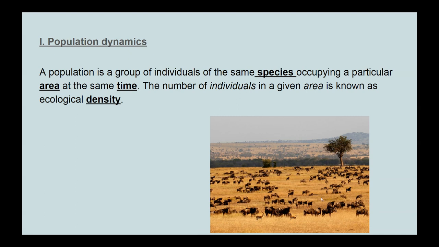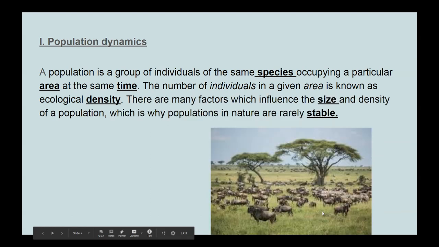So the number of individuals is known as an ecological density. So looking at this population of wildebeest, we're looking at not a very dense population. We've got this population of Thompson's gazelle, so you can see these two individuals. But if I'm talking about the population of wildebeest, we're only talking about this location and this species. So there's a lot of different things that can influence their size and density of the population. So not only how many individuals, but also how many in a specific location. So populations in nature are rarely stable. They can look stable, but they're still going to have minor fluctuations throughout the years.